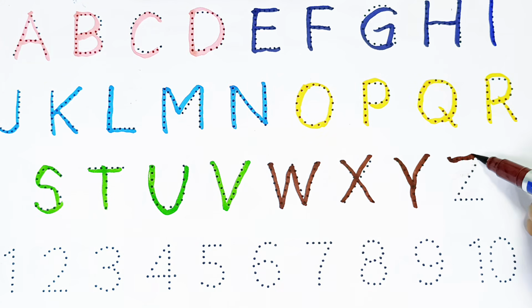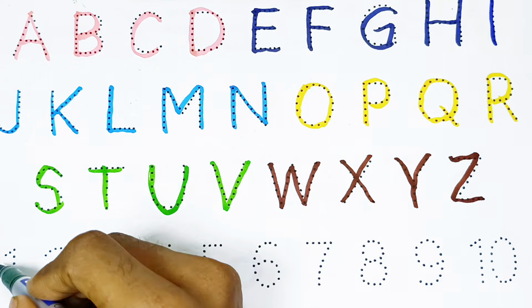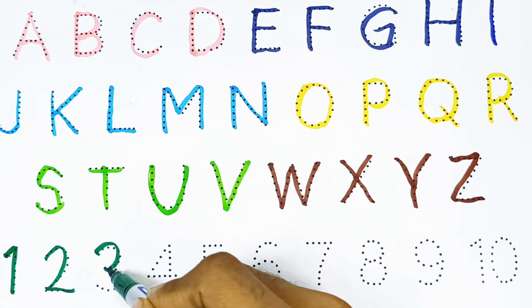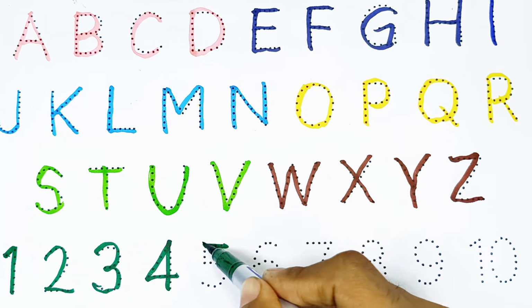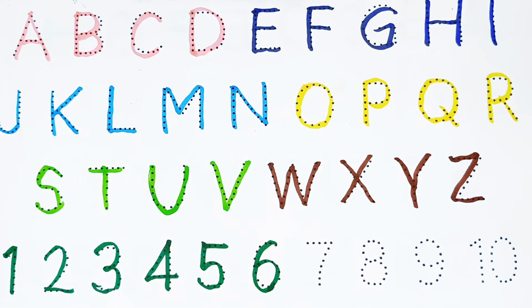Y for yo-yo. Z for zebra. Kids, now you draw 1, 2, 3, 4, 5, 6. Kids, now you draw 7.